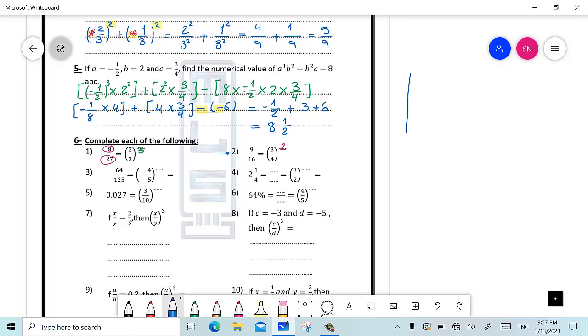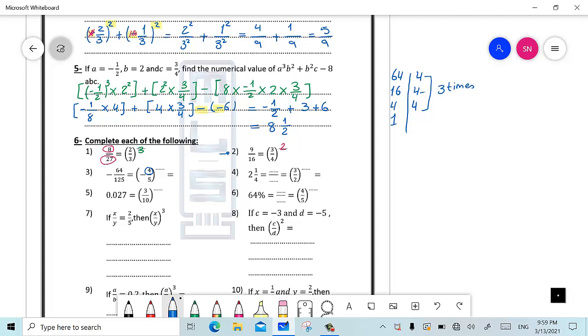Now I have 64. Since I have here 4, I want to divide by 4. 64 divided by 4 is equal to 16. 16 divided by 4 is equal to 4. And 4 divided by 4 is equal to 1. So I have here 4 repeated 3 times.